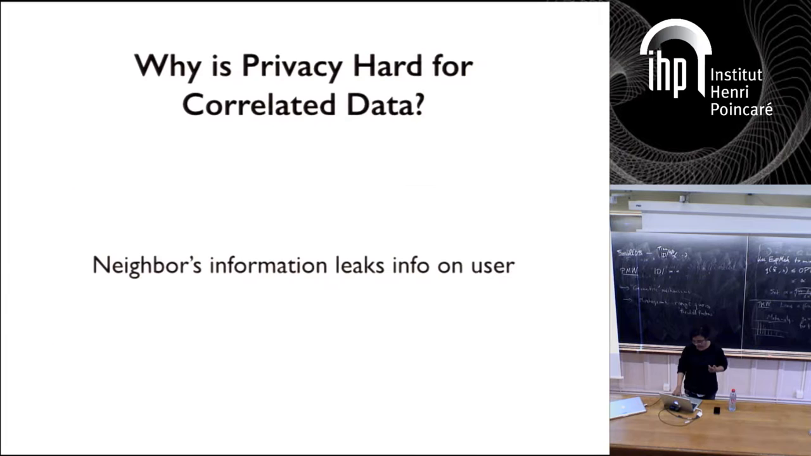Okay. So again, in these cases, it turns out that privacy is hard, and partly one of the reasons for this is correlation, right? So there's so much correlation among the neighbors, and that leaks information on a single user, or there is correlation among the time entries, which leaks information on neighboring time entries.